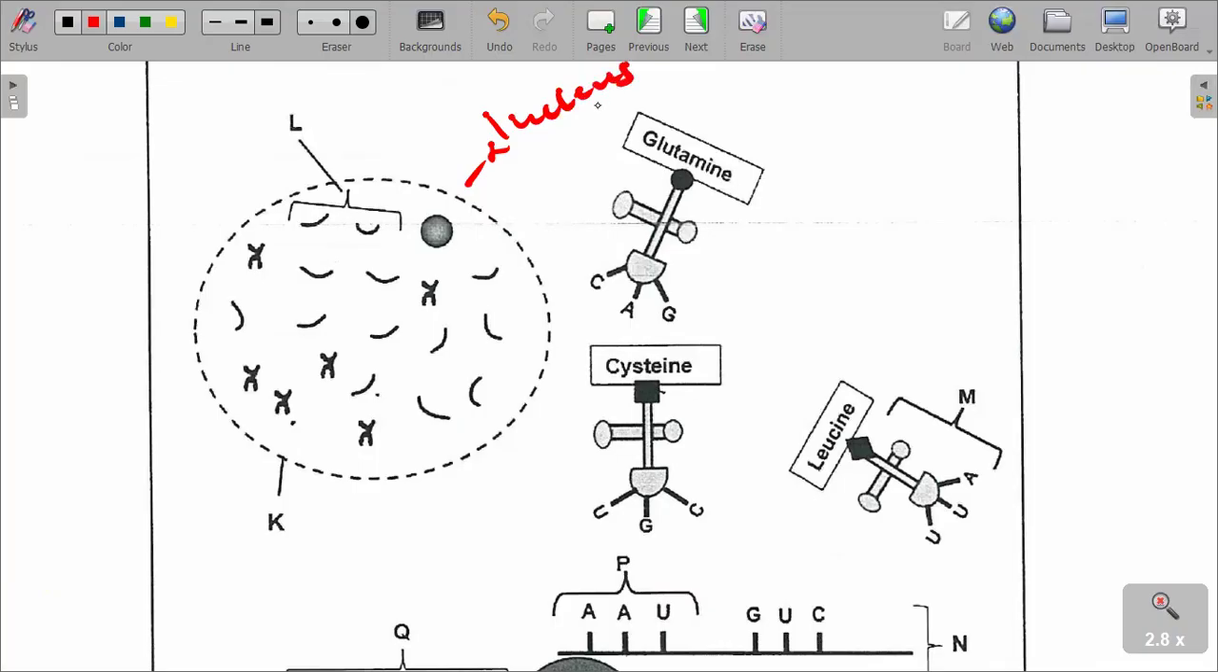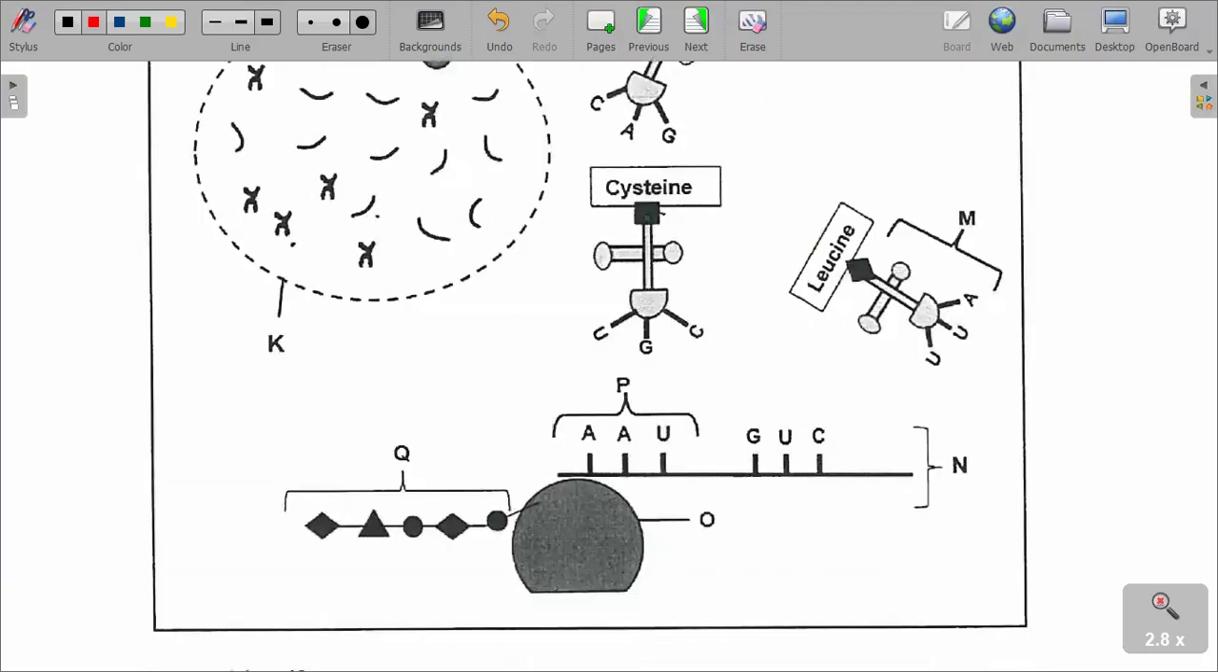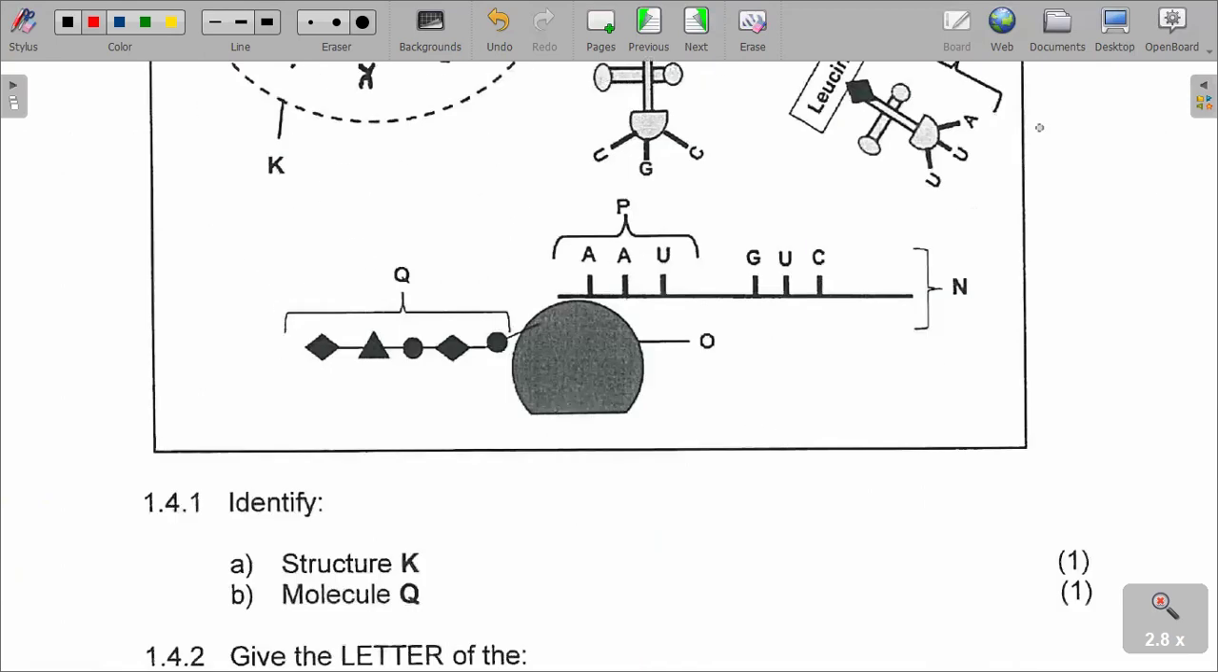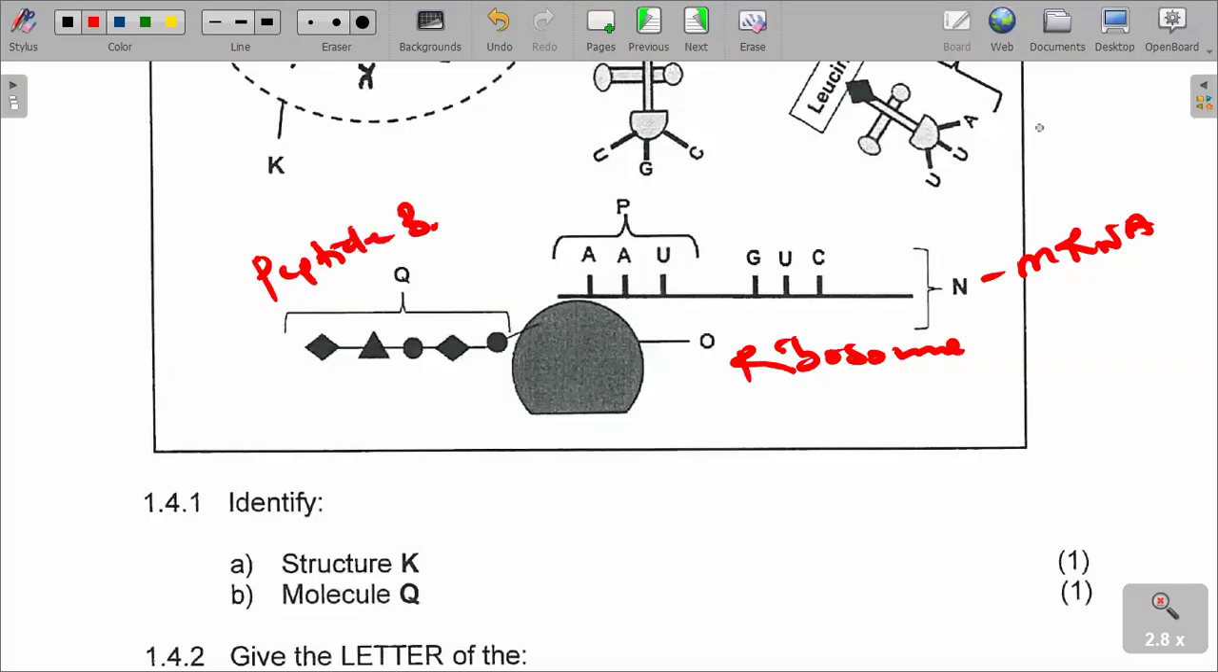Now what we need to answer is that we have multiple questions there. We can say tRNA is transfer RNA, and N can represent our mRNA, the single strand that we see going through the ribosome. And then we have our protein chain, which has what? Peptide bonds.